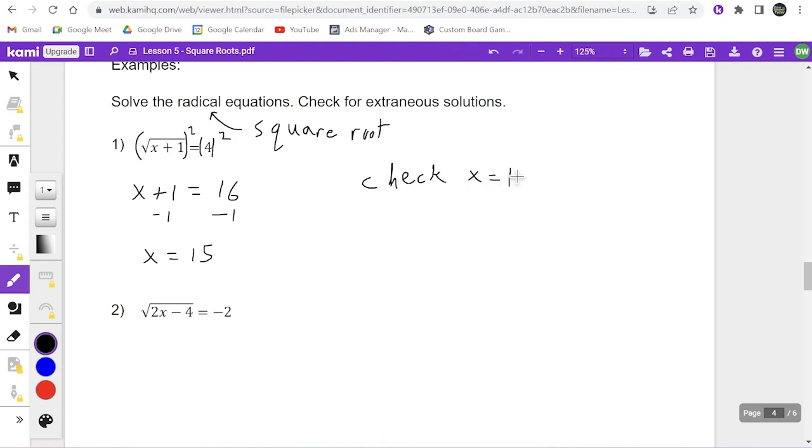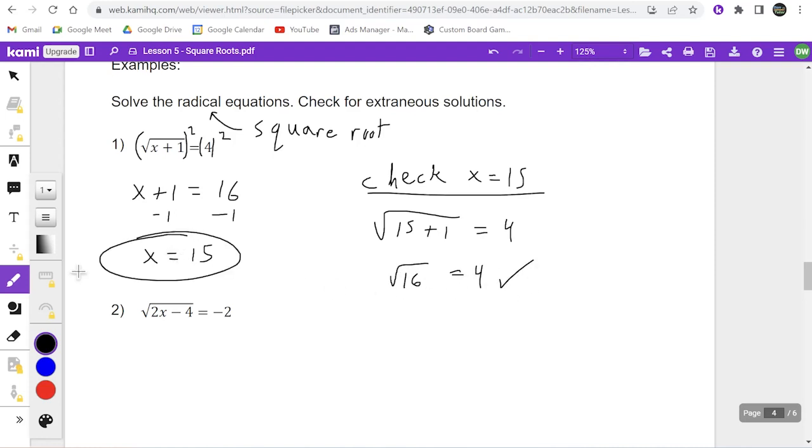Check x equals 15. So that means the square root of 15 plus 1, I'm checking if that equals 4. And that's going to be root 16 equals 4, and that is true. So it looks like x does, in fact, equal 15. Any questions there?